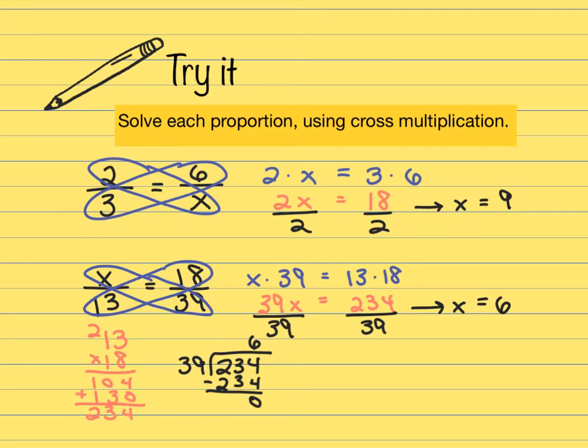Cross multiplication works the same for this problem. x times 39 is equal to 13 times 18. Write down your products. 39x equals 234. Our last step is to divide by 39 on both sides. 234 divided by 39, and you can see my work down here, equals 6. So x equals 6.